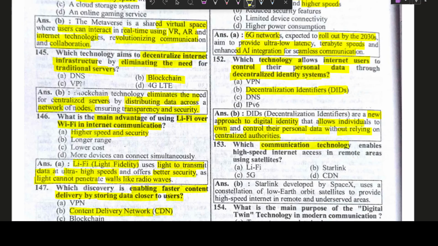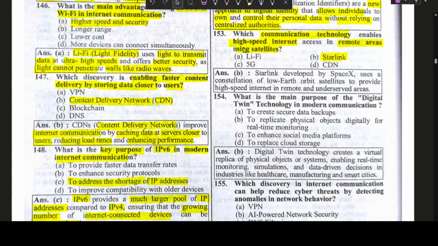Which communication technology enables high-speed internet access in remote areas using satellites? So I think Starlink is the new technology. Starlink, developed by SpaceX, uses a constellation of low Earth orbit satellites to provide high-speed internet in remote and underserved areas.